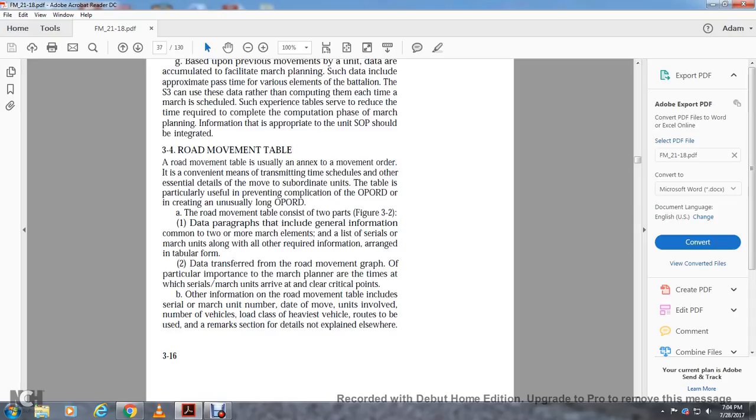The first is a data paragraph that includes general information common to 2 or more march elements. The second is a list of the serials of the march, with all the required information arranged in tabular form. The data of the road movement table, with the graph, covers other particularly important parts of the march plan, such as the time of the march for the units, to provide the clear critical points.